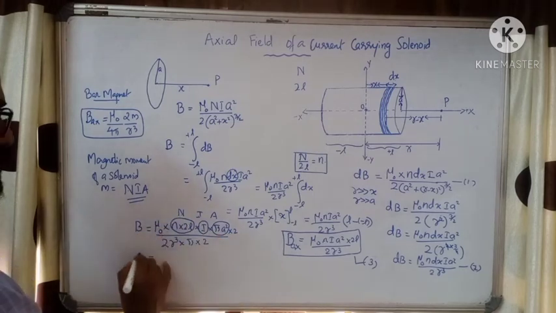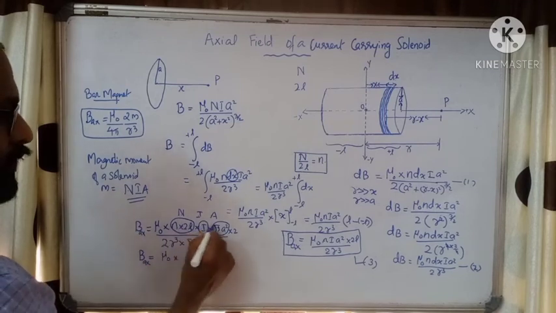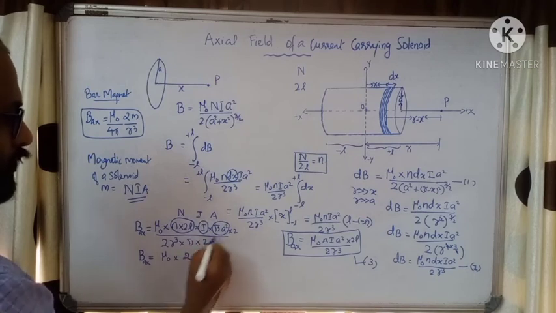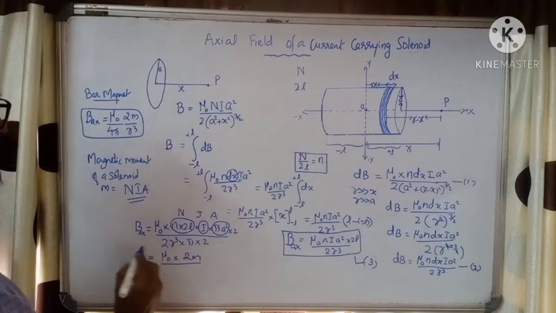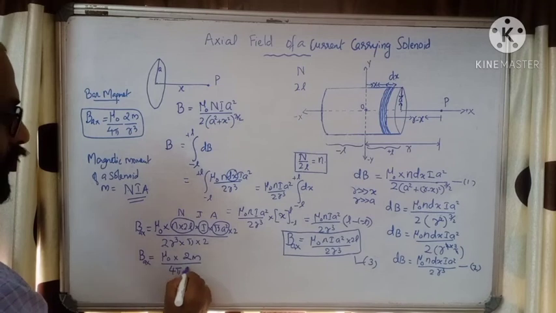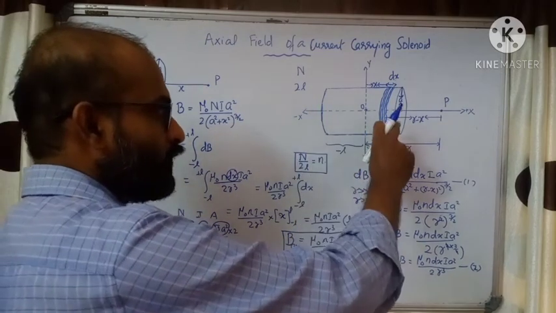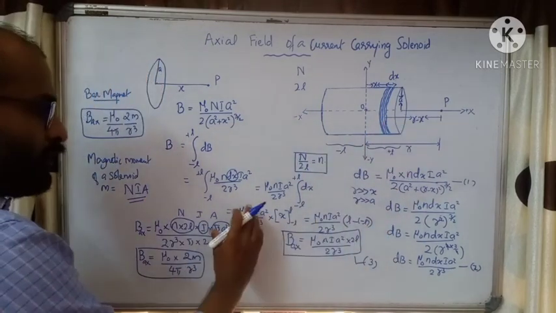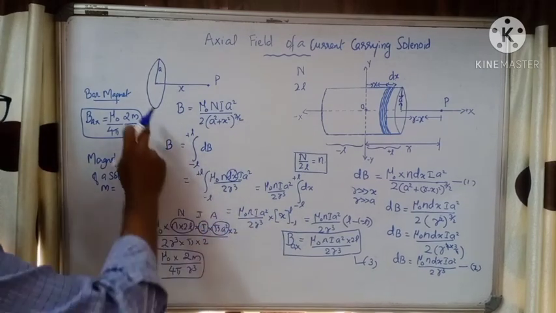Mu 0 also remains. So what is B axial? B axial is equal to mu 0 into 2m by 4 pi, since 2 into 2 is 4, then r cube also. This equation is actually the equation of magnetic field along the axis of a current carrying solenoid. When you rearrange the terms, you will get this equation. These are similar.